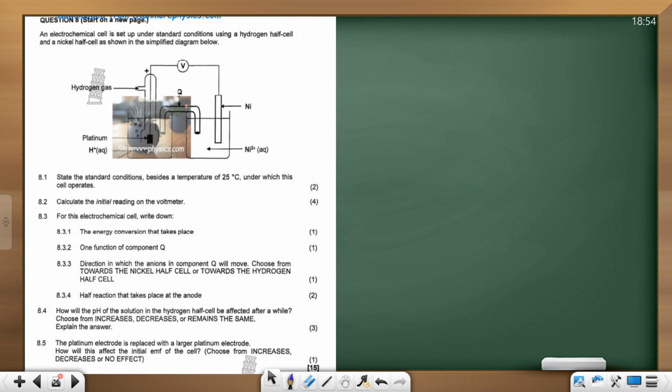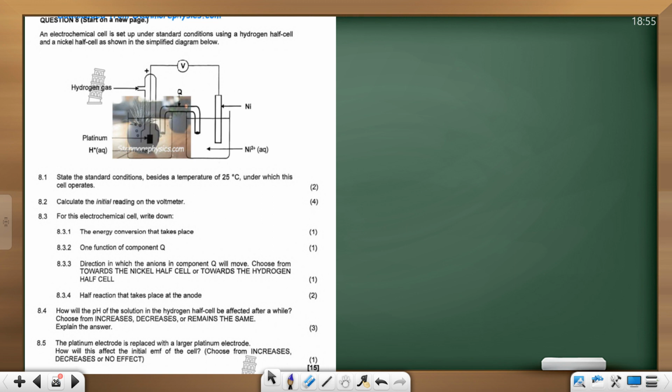An electrochemical cell is set up under standard conditions using a hydrogen half cell and a nickel half cell. I'm going to move very fast on this as well. All right. First thing that I'm seeing is hydrogen. It's a gas. Once it's a gas, we use platinum. It's a solid and it conducts. Why? What makes platinum suitable? That's the first one. Because let's say it's solid, others can be solid as well. So the first priority is that it is what? Inert and a conductor.